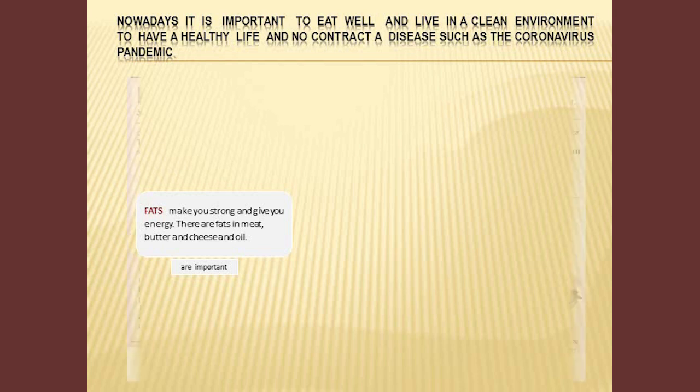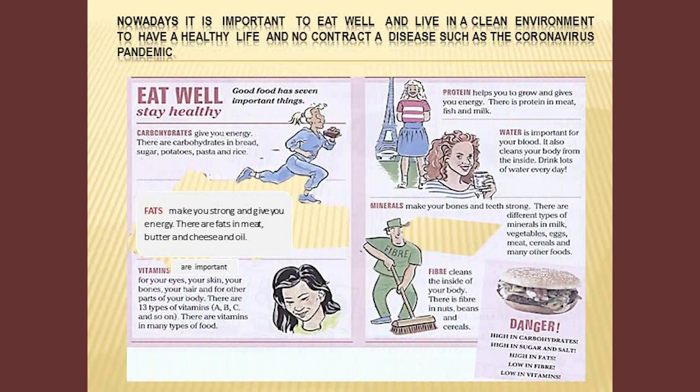So, according to the reading, we must eat 7 types of food such as carbohydrates, vitamins, proteins, water, minerals, fats, and fiber. For you to have more knowledge, read the article.